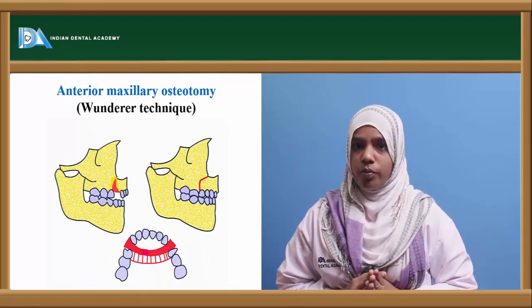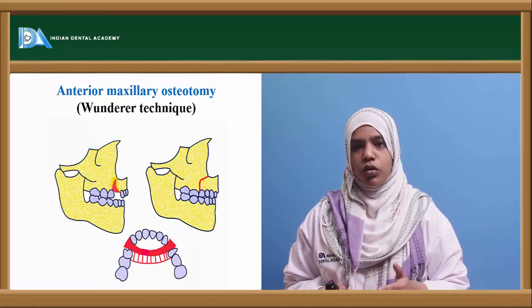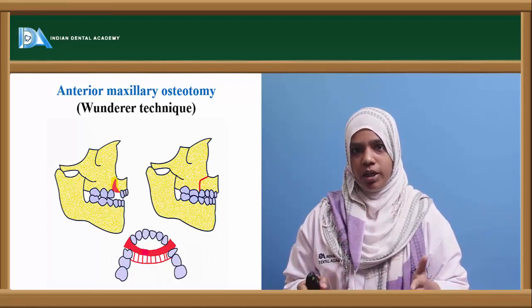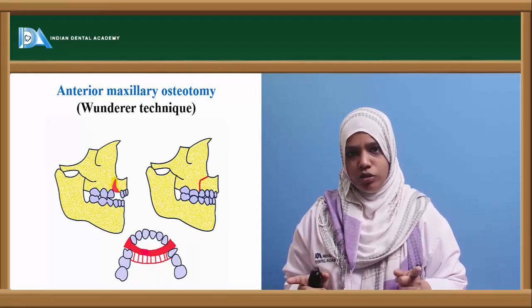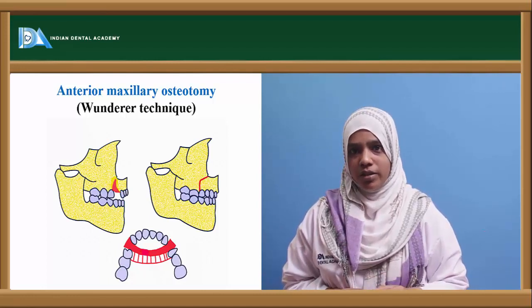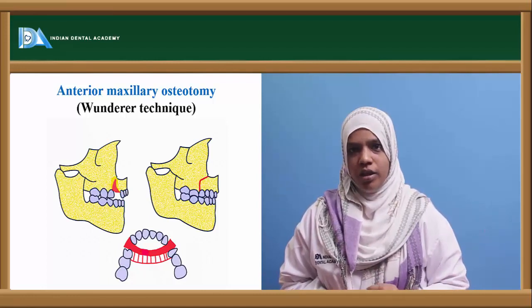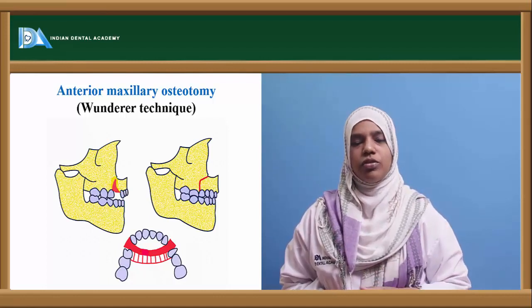Once you have done a proper mucoperiosteal reflection, you will start your osteotomy. Your osteotomy will start from the piriform area to the extraction socket on both the sides, and then you will join this cut palatally through your palatal incision. Once you have done this, you will fracture it, put a splint in the mandible, put the teeth in the proper position and fix it.